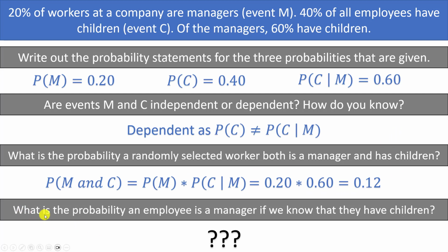The last problem says, what is the probability an employee is a manager if we know that they have children? And I'm not going to solve this one for you. I will just say, make sure you are writing out the probability statement, and my only hint to you is that this is a conditional probability.